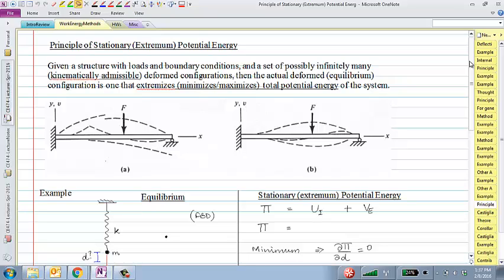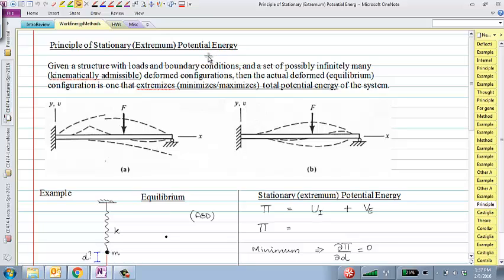So this topic is very related to the virtual work method. In fact, you'll see that almost all of the calculations turn out to be exactly the same as the virtual work method, but conceptually it's very different. And let's see what this principle first of all says. What we are going to talk about rests on something called the principle of stationary or extremum potential energy.